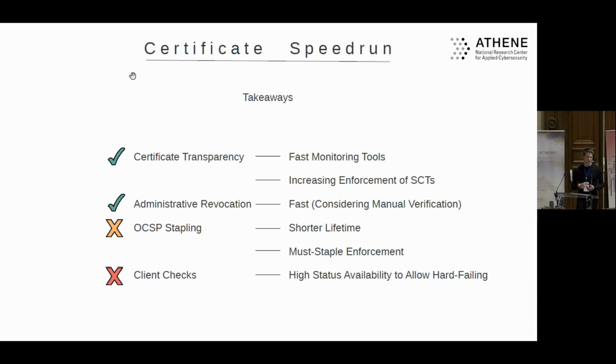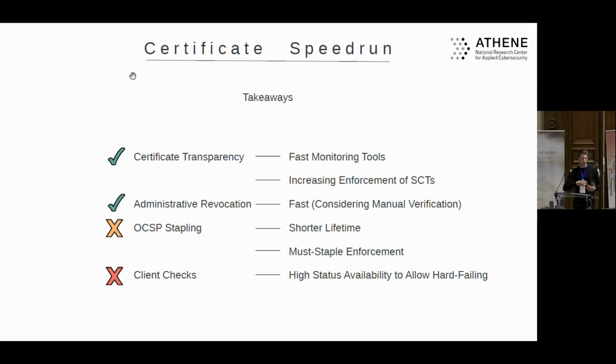But the main issue that remains to be solved is that clients actually validate this certificate status, because there's no real point in having fast detection and fast revocation if clients kind of ignore the result of this whole process. And since most clients still soft fail, this is kind of an availability issue. So we need a system that is resilient and robust enough that clients can rely on access to this information so that they can actually implement hard failing policies.